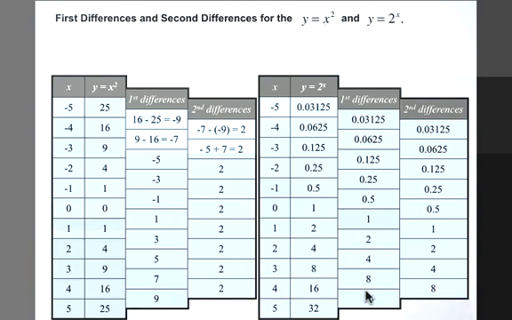The constant ratio can also be seen in the y values. We don't need to look at the first and second differences. The y values also have a constant ratio. Notice that as you increase your x value, your y will double each time. That's a constant ratio.